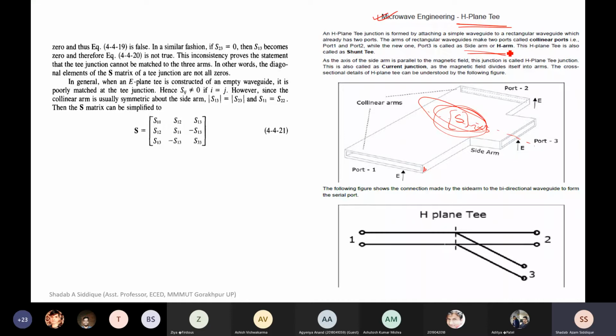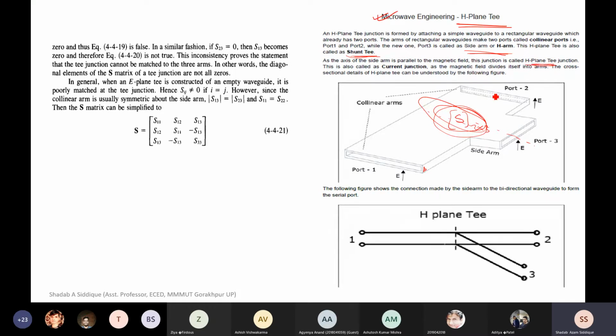There it was called the E arm; the side arm is called the E arm, and port 1 and port 2 are called collinear ports. This H plane T is also called a shunt T. There it was called a series T. Now it is called a shunt T. As the axis of the side arm is parallel to the magnetic field, this junction is called an H plane T.